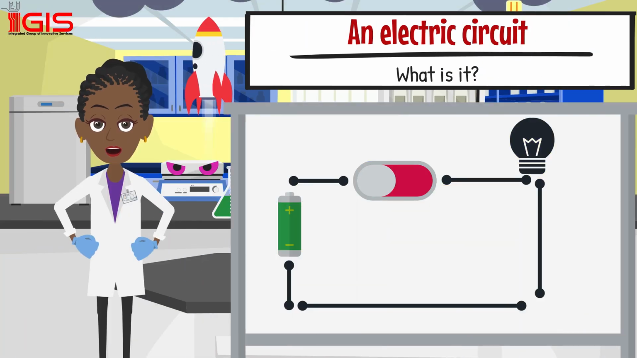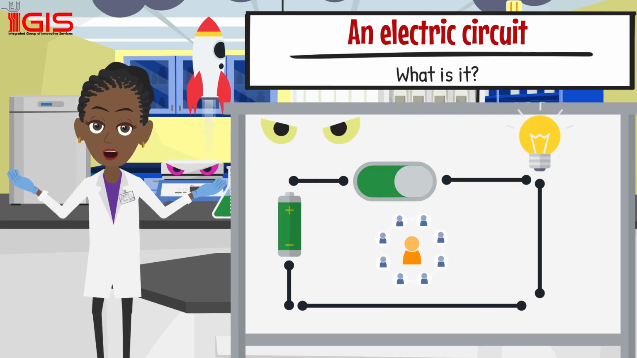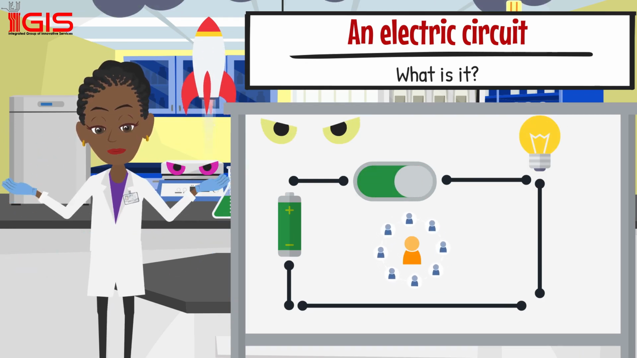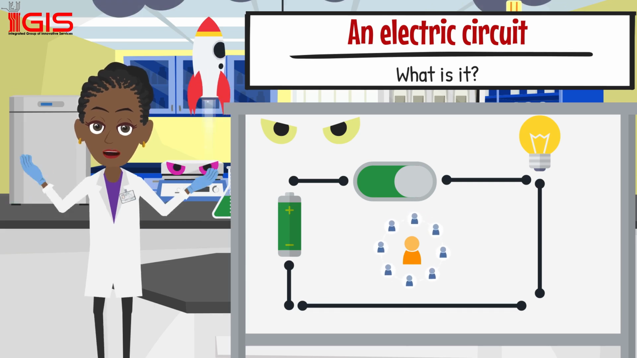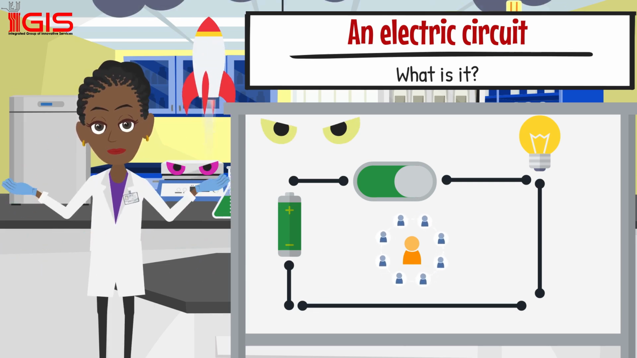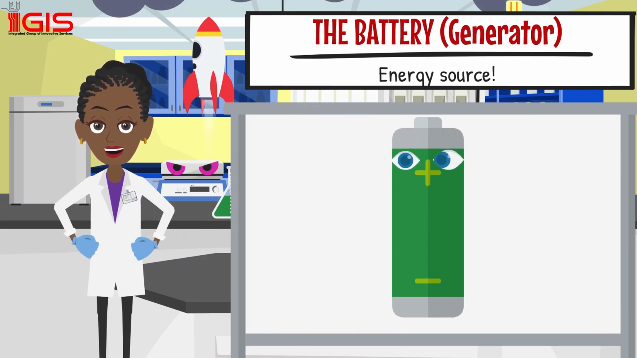An electrical circuit. What is it? Imagine you want to turn on a light bulb. You need several important things that work as a team. This is called an electrical circuit. But who are the members of this team? Let's discover them. Here comes the first superhero, the battery.